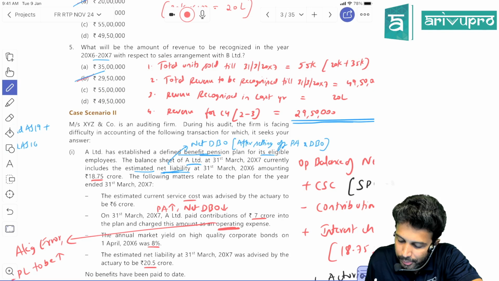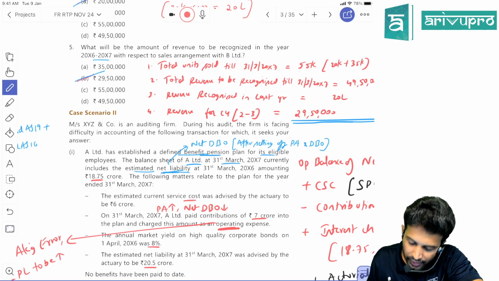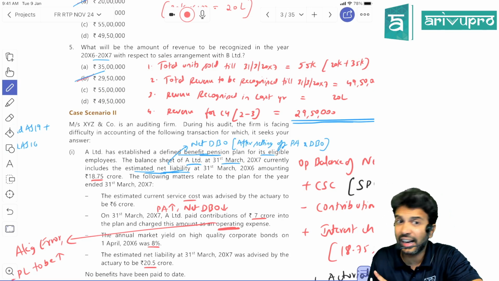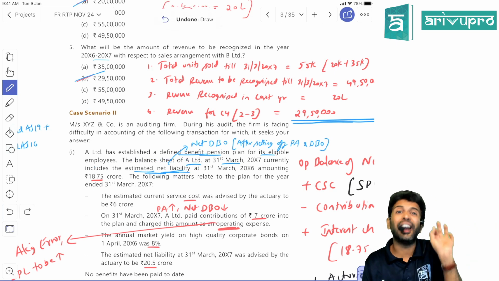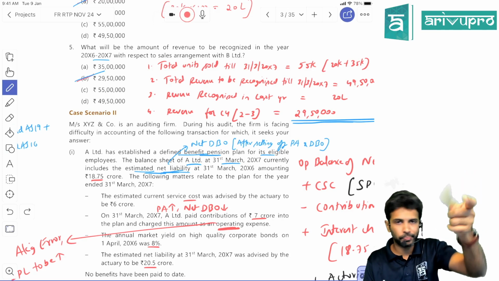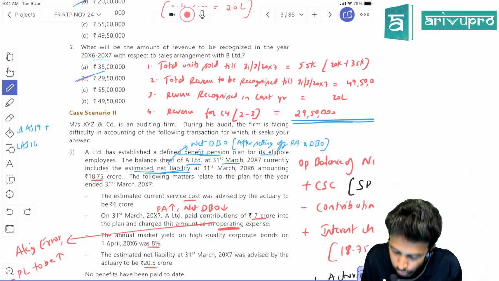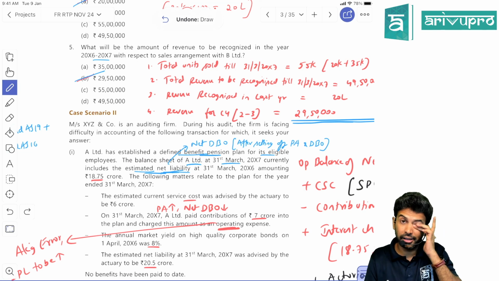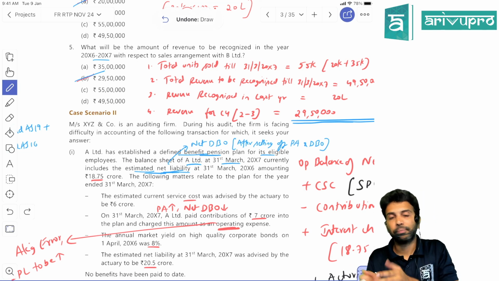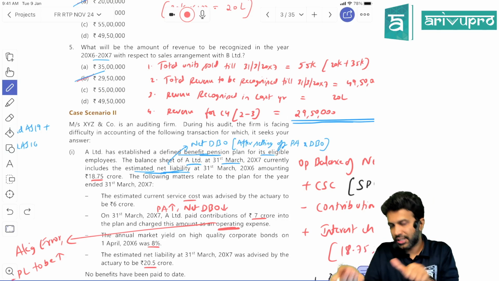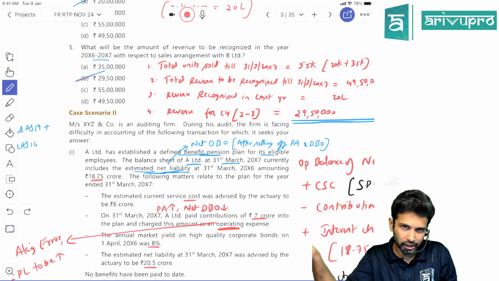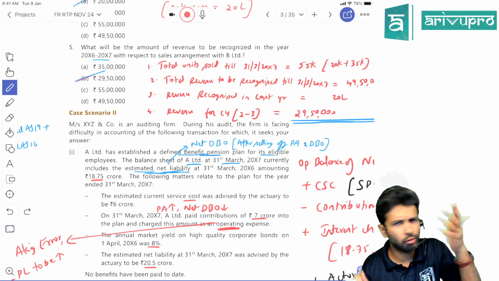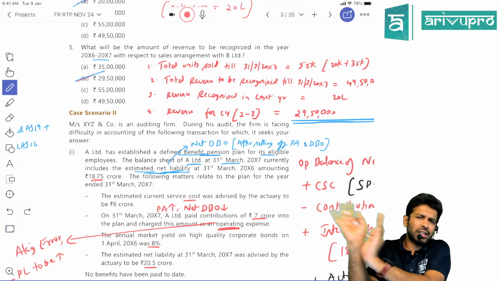The balance sheet of A Limited as on 31st March 2007 currently includes estimated net liability. Keyword there is estimated net liability. So they did not use the word liability. Liability means your DBO, defined benefit obligation. They use the word net liability. So how does this work? Sir, we know this. As far as Ind AS 19 goes, there is one liability called DBO, defined benefit obligation, or you can call it provision for DBO, whatever you want to call. Yes, for simplicity, we'll take it as DBO.